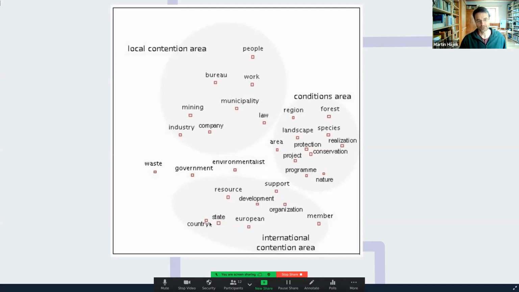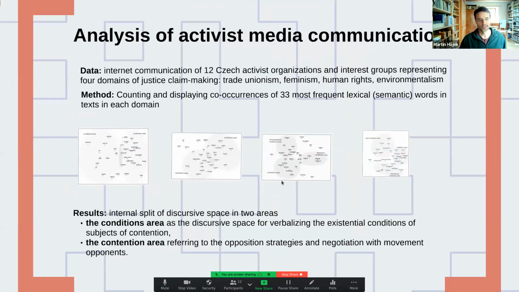So states, country, European development organization, member of organization, etc. So we have two contention areas and one condition area. This is support for our result that there is an internal split in the discursive space. So we have no topics. This is not an analysis of topics. This is an analysis of the discursive space in general, and we discovered the inner structure.